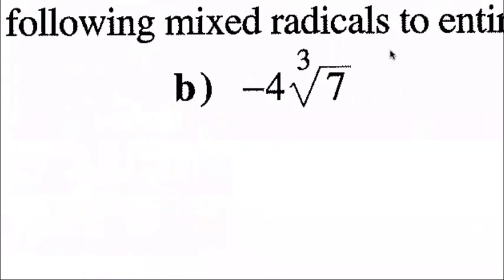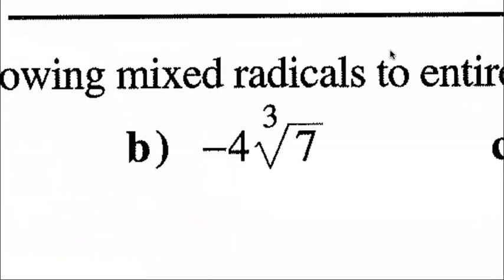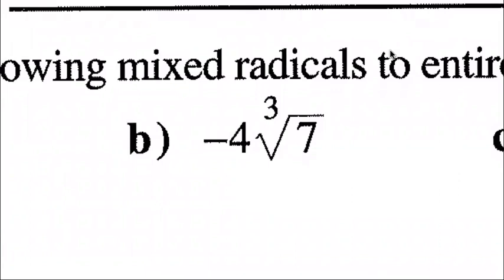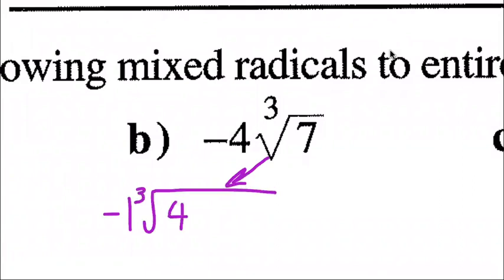Question B. Negative 4 cube root 7. Now, this is an odd root, so I have a choice of what I can do with the negative. I can leave it on the outside, or I can put it on the inside. So we leave it on the outside, just like we did with square root, or I put it on the inside by bringing it in with my cube. So I'll do it one way on the outside. I'm going to leave my negative 1 by itself. I'm going to put that 4 cubed back in, times 7.